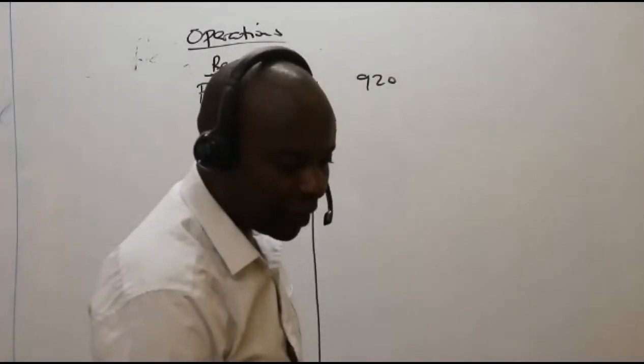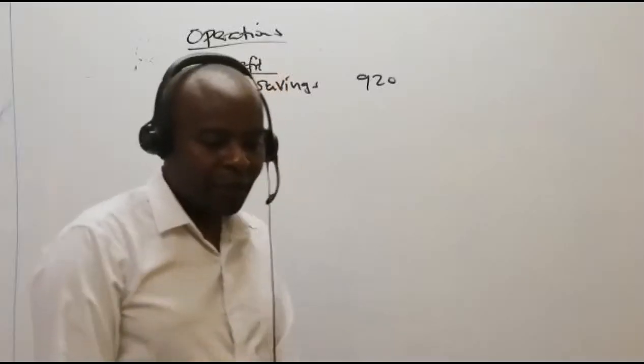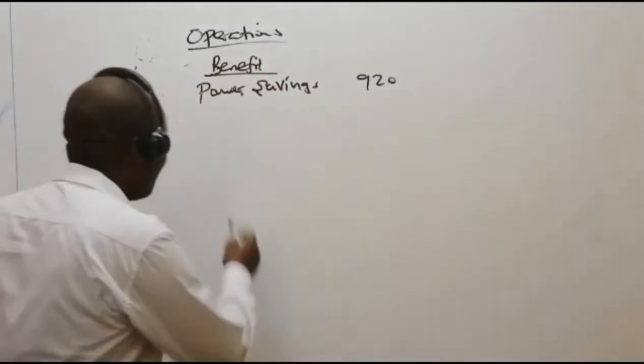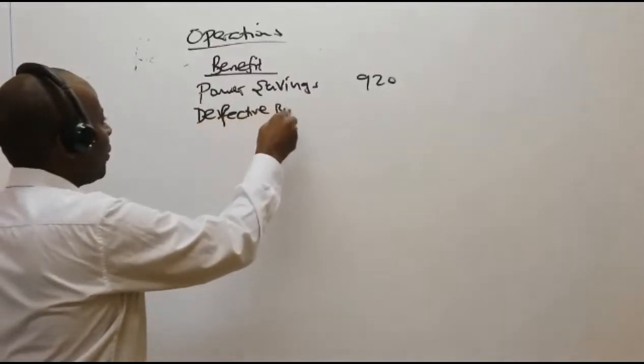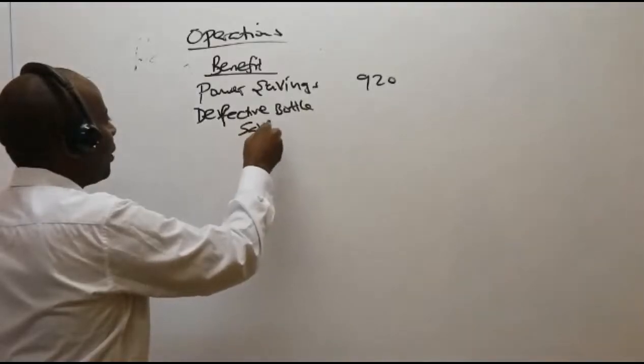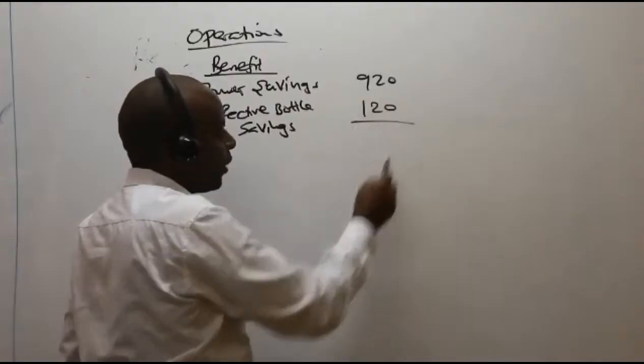So ladies and gentlemen, after that, what else? They're telling us that in addition, the new machine is expected to reduce the number of defective bottles, which will save an additional amount of 120,000. So 120. We have here defective bottle savings, a total of 120.